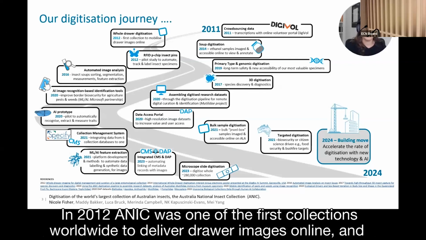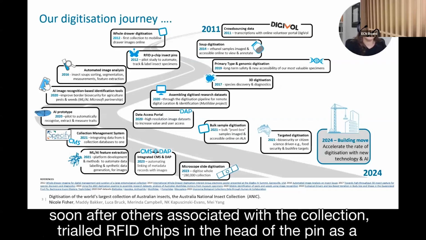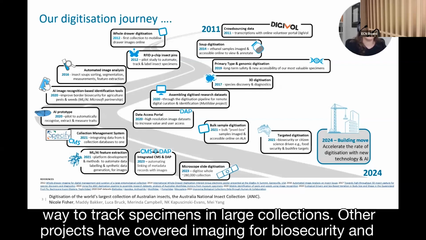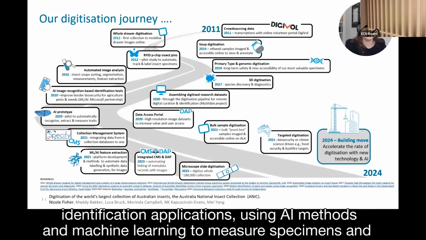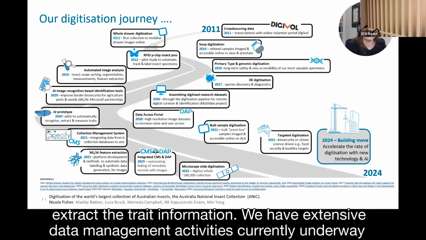In 2012, ANIC was one of the first collections worldwide to deliver drawer images online, and soon after, others associated with the collection trialled RFID chips in the head of the pin as a way to track specimens in large collections. Other projects have covered imaging for biosecurity and identification applications using AI methods and machine learning to measure specimens and extract the trait information.